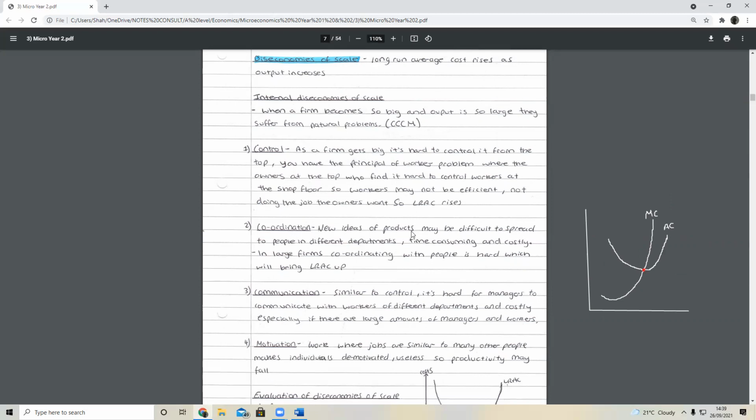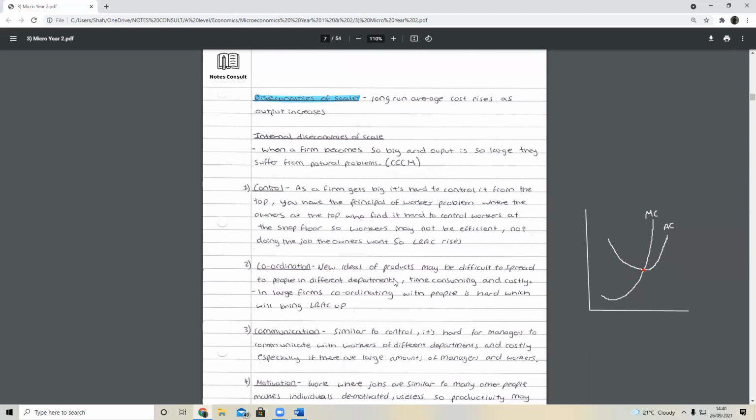Coordination. New ideas of products may be difficult to spread to people in different departments. Let's say we have a small firm with a few smart people. They can get across their new ideas quite easily with each other, can't they? Whereas in a big firm, let's say someone has a great, life-changing idea that will make the firm so much money. Because the firm's so big, he's like nothing to them, and so it's going to be hard for him to get across his points, right?